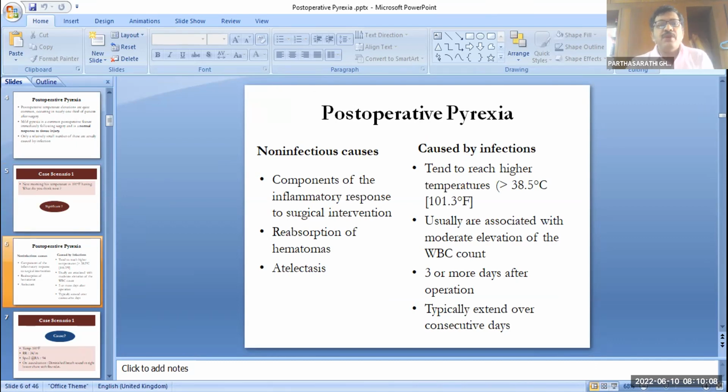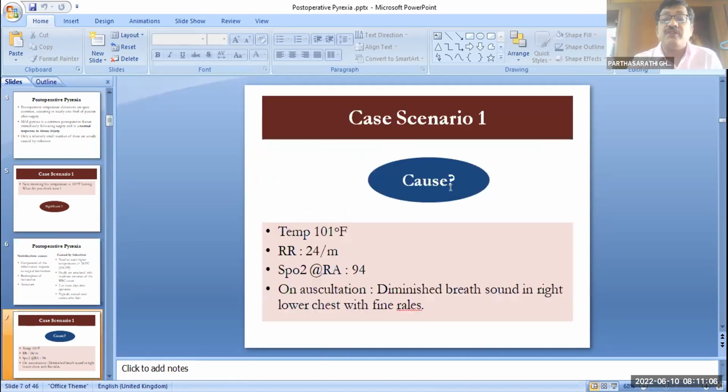So, Snehasi, just to interrupt you. It may be because of some non-infectious causes, like the components of the inflammatory response syndrome because of the surgical intervention, and atelectasis may develop in this period. But if it is for any significant cause, what we need to observe is, number one, that the temperature is on the higher side. Number two, they are usually associated with a moderate rise of WBC count, or leukocytosis, and typically they are persistent. So if you have a persistent rise of temperature over 1 to 2 or 3 days, that becomes significant to us, and we really need to think about what the cause is for this rise of temperature.